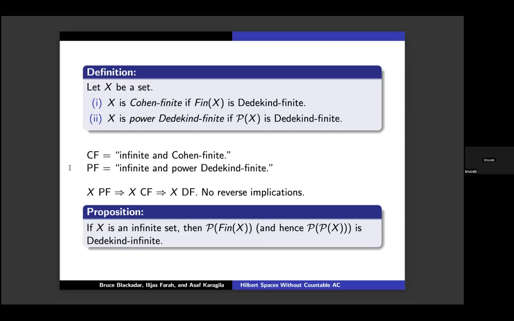And by the way, this is as far as you can go, PF, because if you have any infinite set, then the power set of fin X, and so therefore also the power set of X, is always Dedekind infinite, because for any n, you can take the collection of n element subsets of X, and that gives you a sequence of distinct elements of this P of fin X.